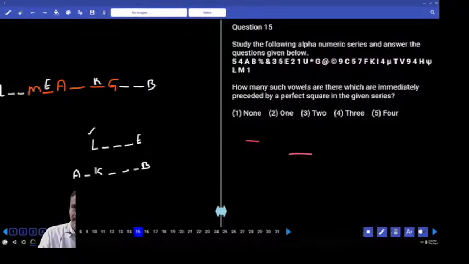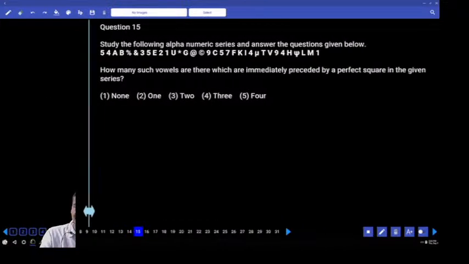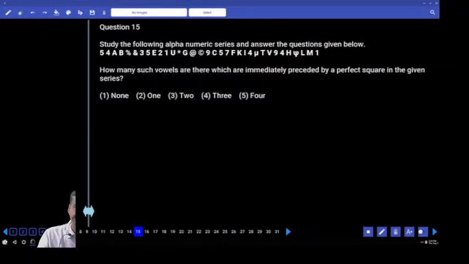14th one, it is choice 3. Then coming to 15. Now in this 15 onwards, it is based on sequence. How many such vowels are there immediately preceded by a square in the given arrangement? Vowel preceded by square. First let us check out square followed by vowel. Now this 4 is a square followed by a vowel, and 5 to 1 followed by a vowel, 9 but not followed by a vowel, I followed by 4, isn't it? That's it. And so how many are there? There are 3.